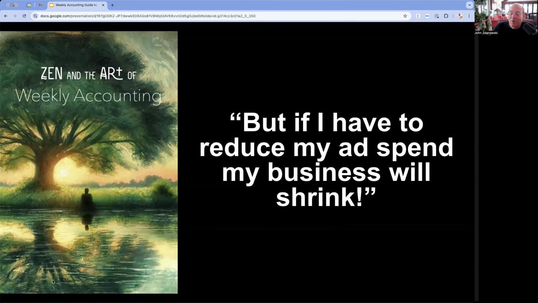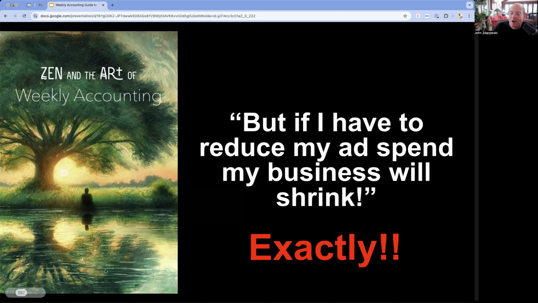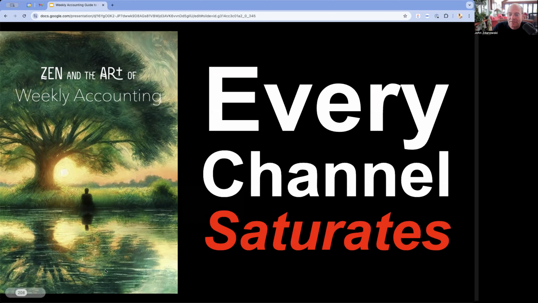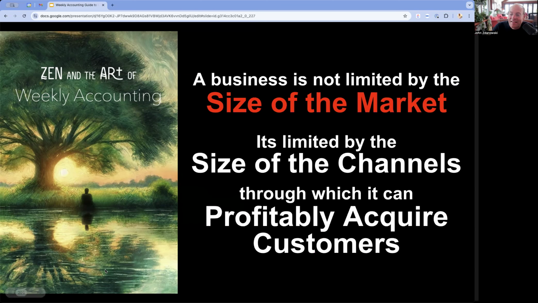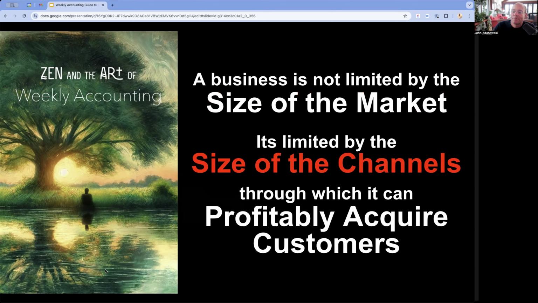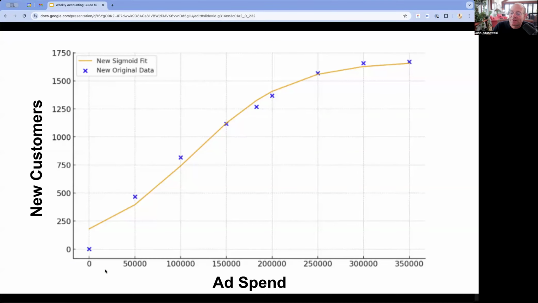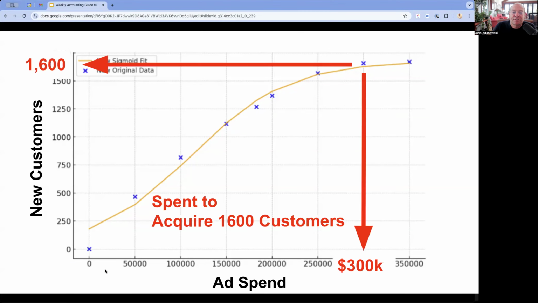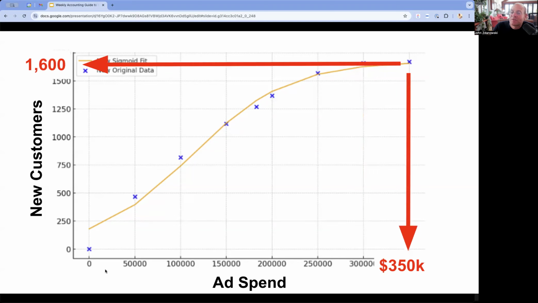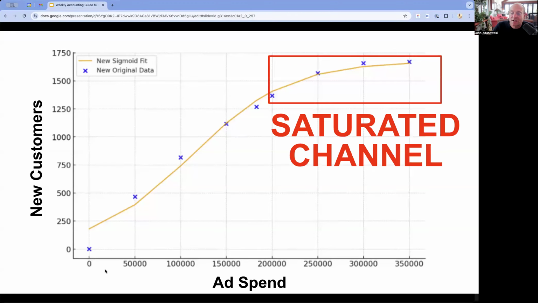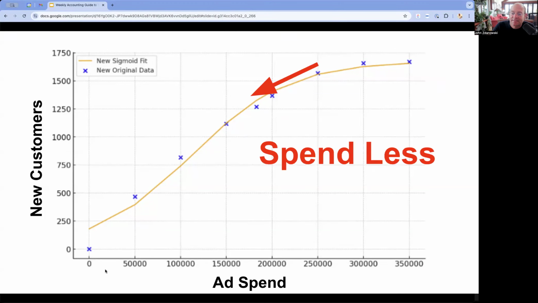But now, if I have to reduce my ad spend, my business will shrink. That's exactly right. Every channel saturates. And the business size is not limited by the size of its market. It's limited by the size of the channels through which it can profitably acquire customers. Take this company, for example. It spent $300,000 acquiring 1,600 customers in a month, and then the next month it spent $350,000 to acquire 1,600 customers. Clearly, the channel is saturated and it should spend less.